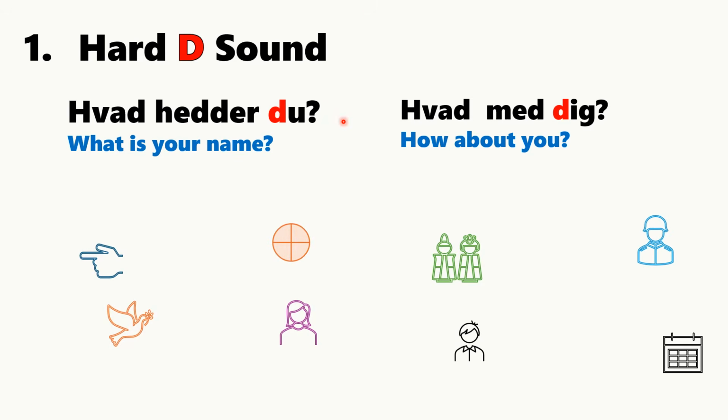Let's start with the hard D sound in this lesson. Hvad hedder du? Hvad med dig? Du is an example of a hard D sound. We pronounce the D sound tangibly. Let's read more examples of Danish words with the hard D sound.